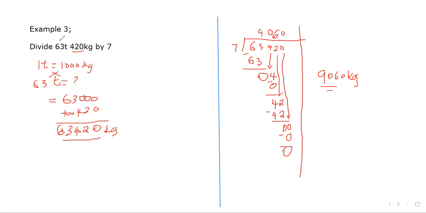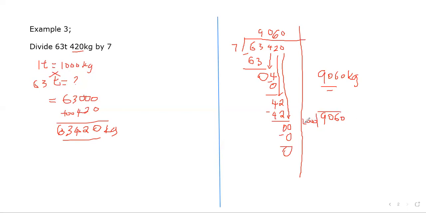Now, at this point, remember you cannot leave your answer like this. You must turn it back to what you started with. So remember we said 1 ton is equal to 1,000 kilograms. To turn tons to kilograms, we multiplied by 1,000. So to turn kilograms back to tons, we are going to divide by 1,000. So I'm going to divide 9,060 by 1,000.